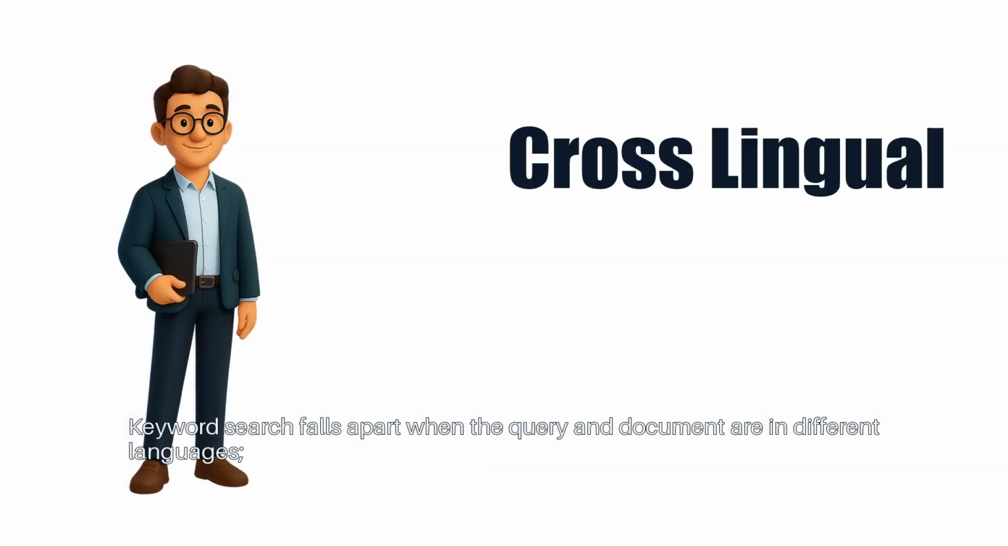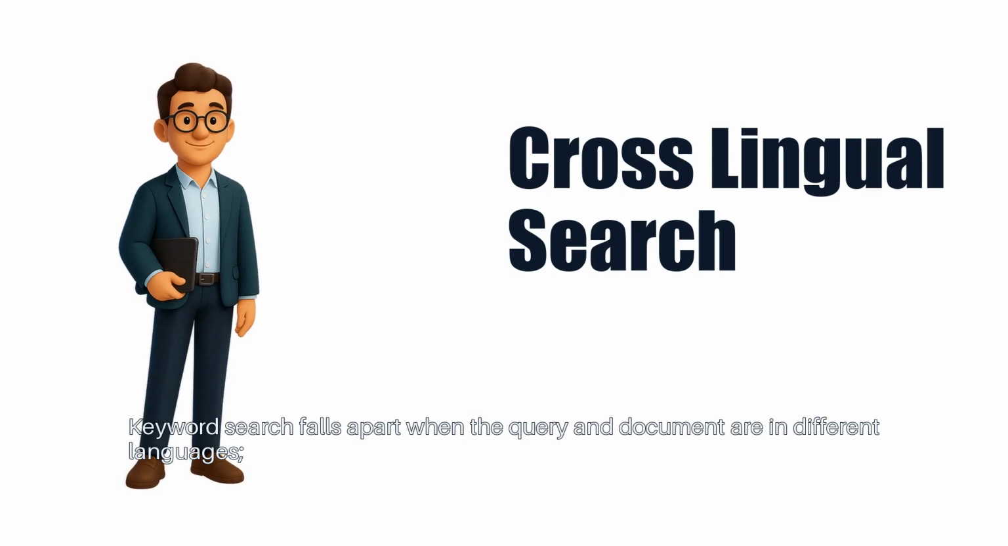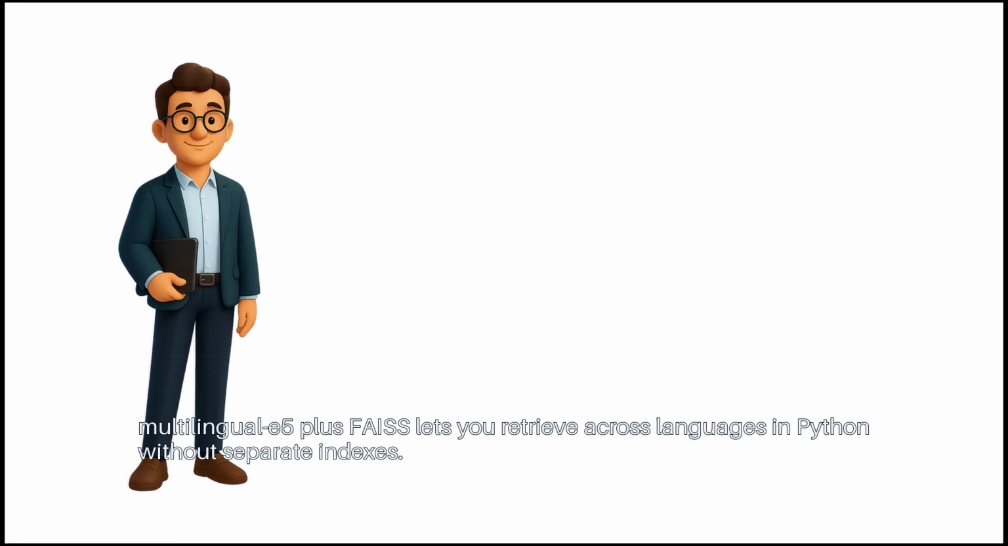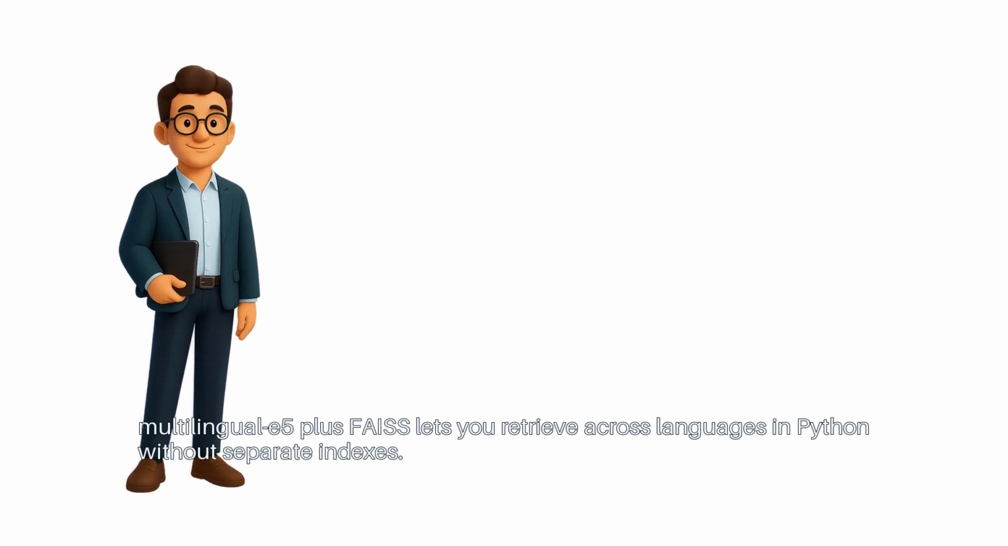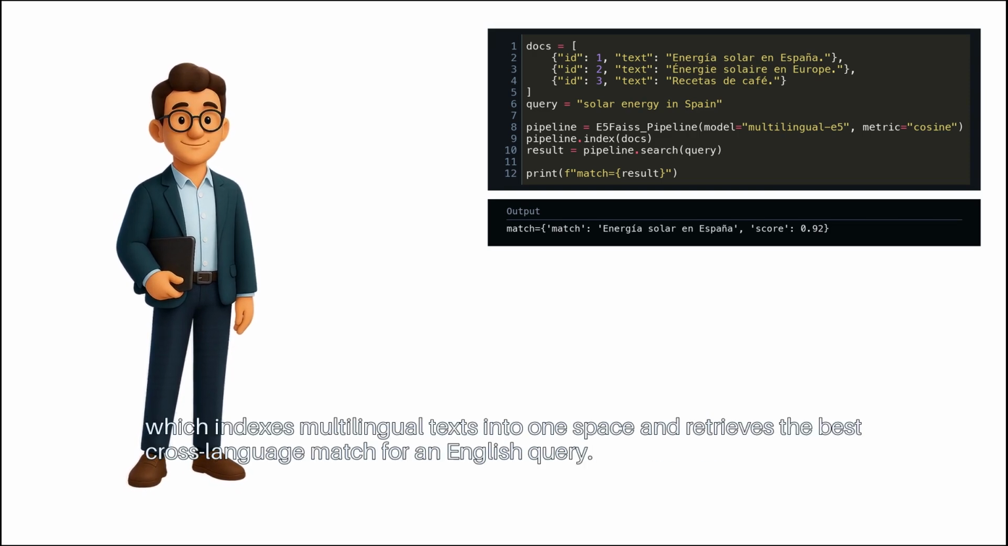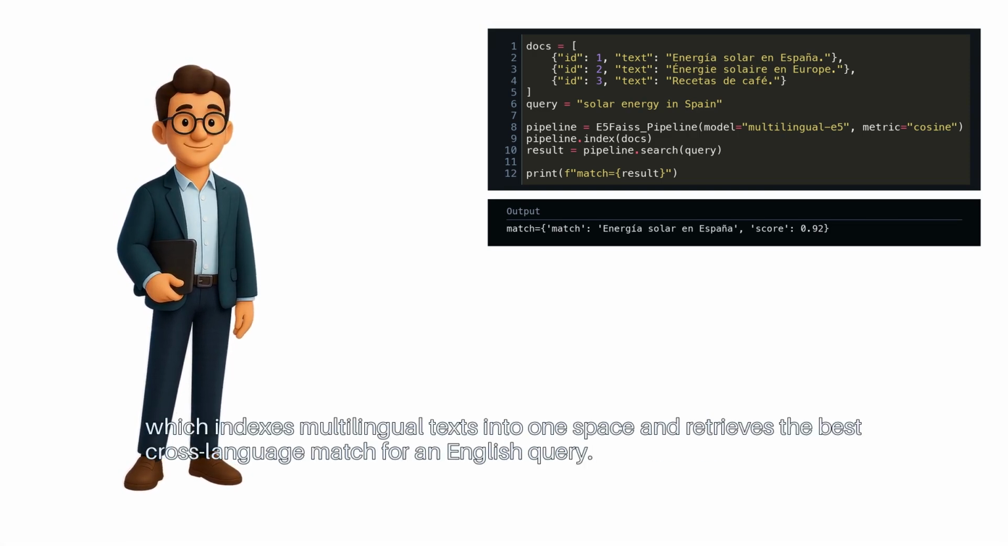Keyword search falls apart when the query and document are in different languages. Multilingual-e5 FAISS lets you retrieve across languages in Python without separate indexes. This is the setup you'll be able to run after this, which indexes multilingual texts into one space and retrieves the best cross-language match for an English query.